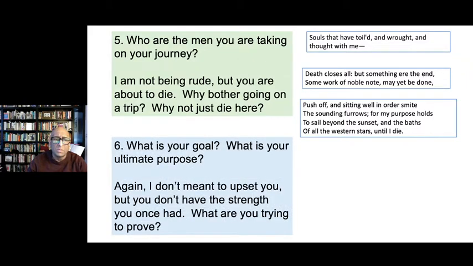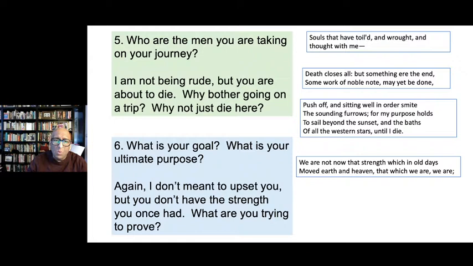What is your goal? What's your ultimate purpose? I don't mean to upset you, and you don't have the strength you once had. What are you trying to prove? We are not now the strength which in old days moved earth and heaven. That which we are. To strive, to seek, to find, and not to yield.